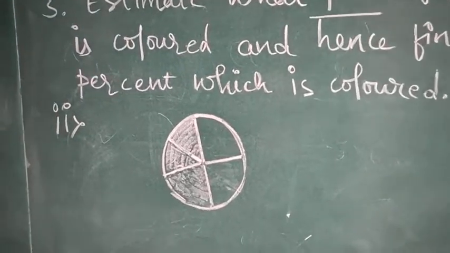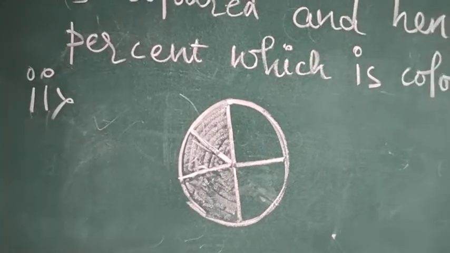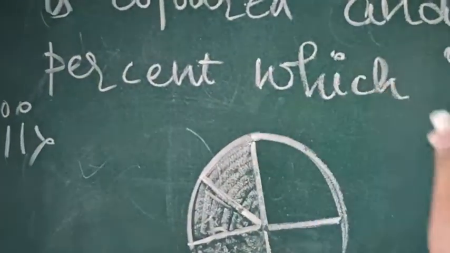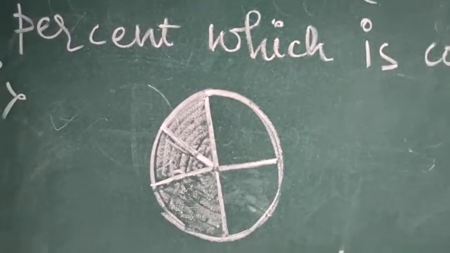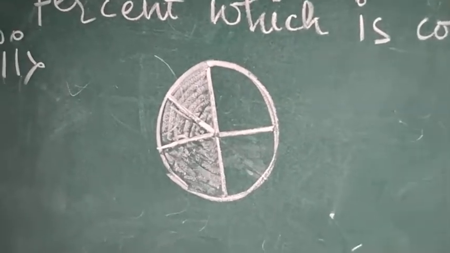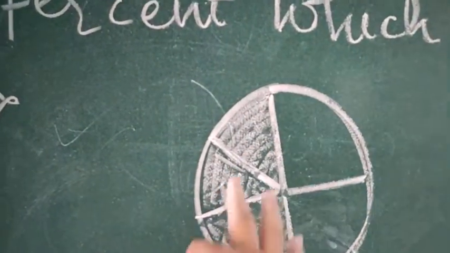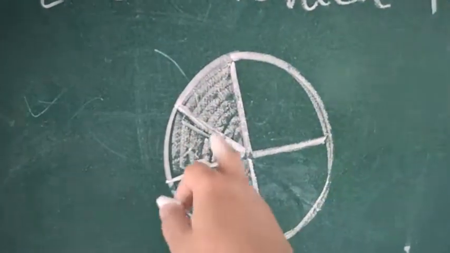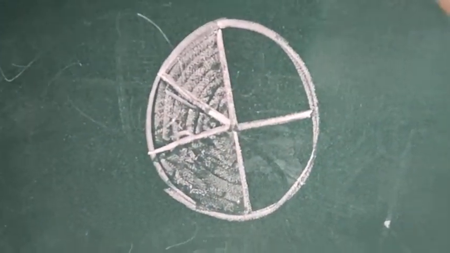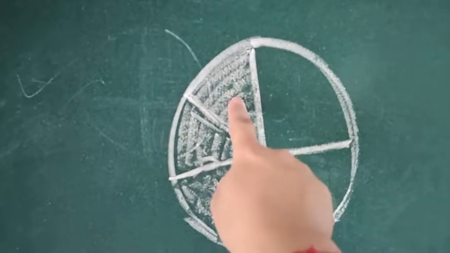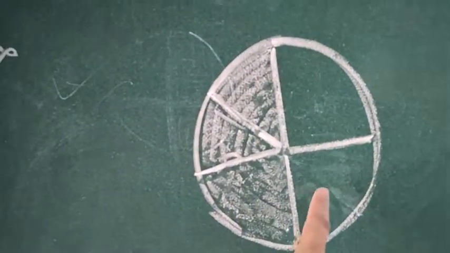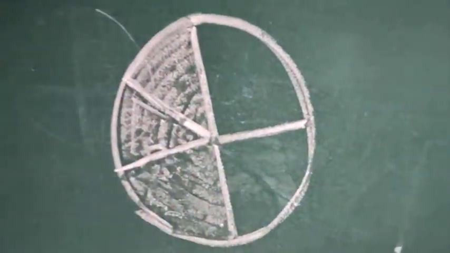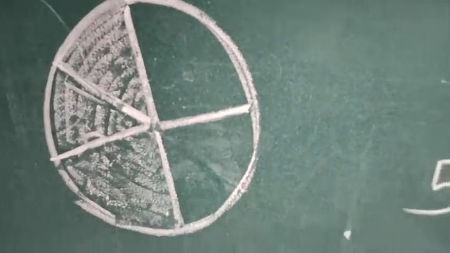Alright children, proceeding to the part 2, even here also you have to find how many parts are shaded and what is the percentage of the parts shaded. Okay, so you can see what is the total. First of all you have to count what is the total part present in this circle. So in the previous one there was 4. Now you will count how many, 1, 2, 3, 4, 5. Total 5 parts are there, right?